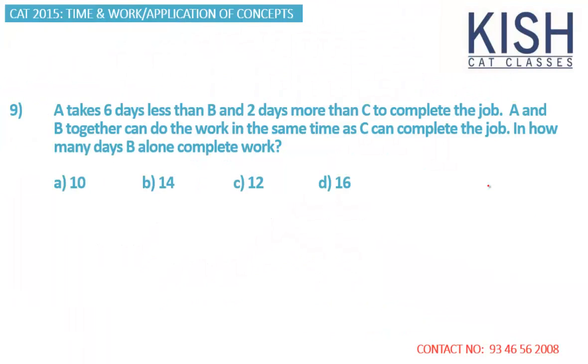Let's solve question number 9. A takes 6 days less than B and 2 days more than C to complete the job. A and B together can do the work in the same time as C can complete the job. Two statements. One, a comparison is given. Two, if two persons work together, they take the same time as the third person alone to finish the work. In how many days can B alone complete the work?